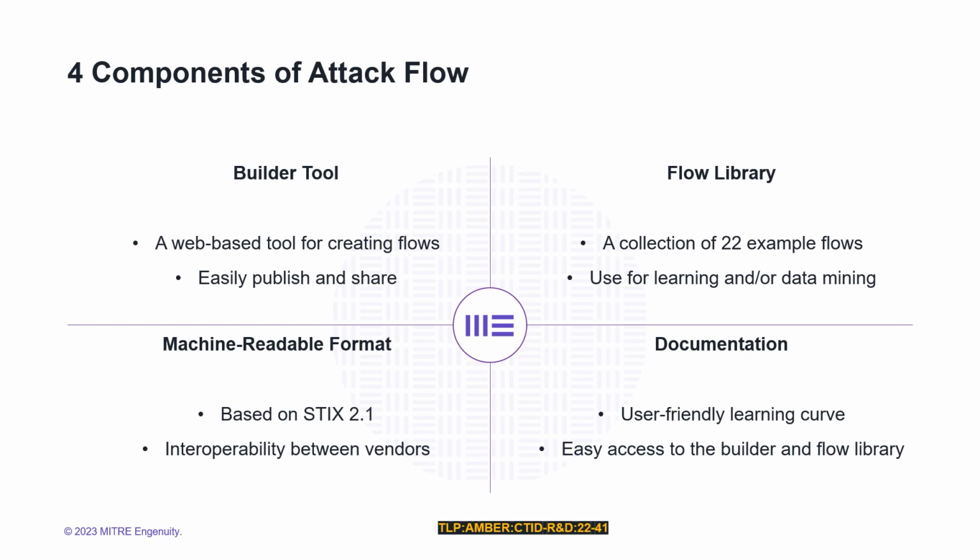The third component is the flow library. This is a collection of 22 example flows that we have created. These are all based on open source CTI reporting. So you can look at the original reporting, which is cited in the flow, and then compare it to the flow itself. This is a great way to learn. And you could also potentially use this for data mining if you want to see, for example, which pairs of techniques tend to occur together. This would be a great data set to start doing that.